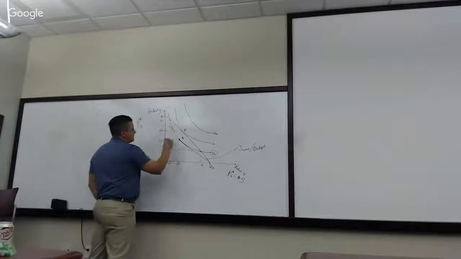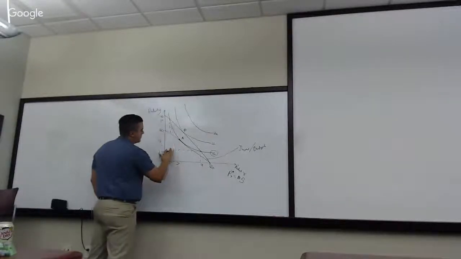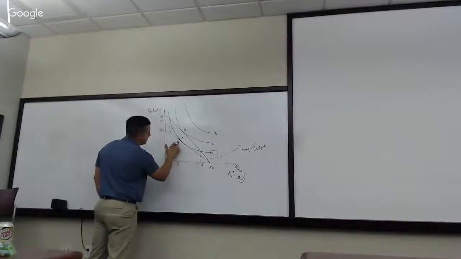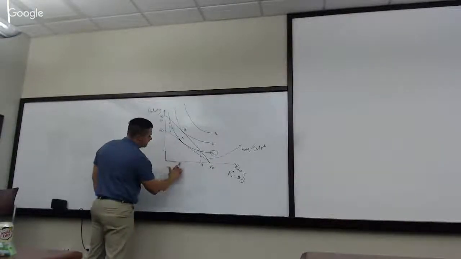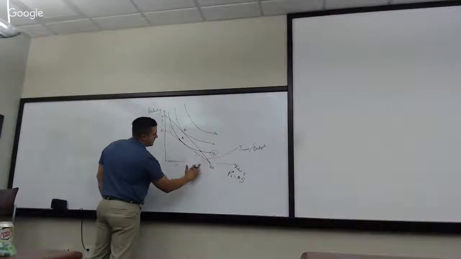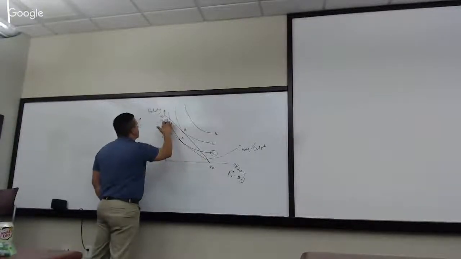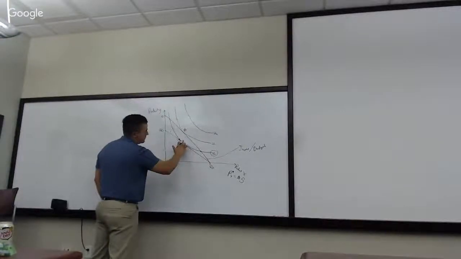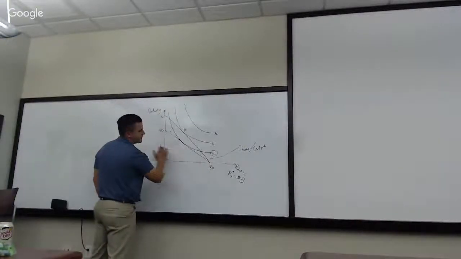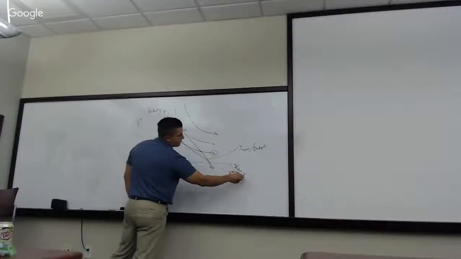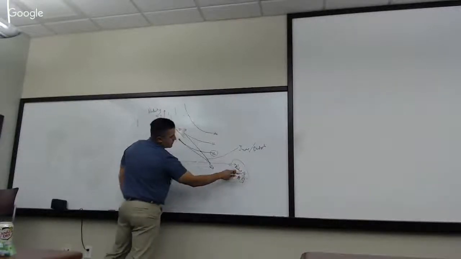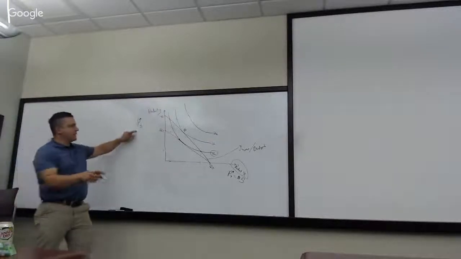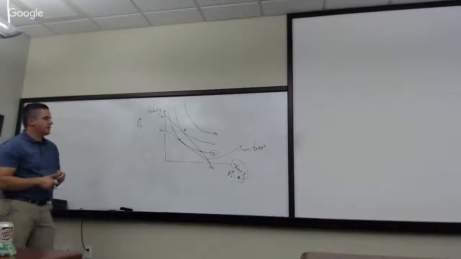So these are prices on the axis? No, these are quantities on the axis. Oh, okay. So the axes are the quantities of the products. I just put prices next to them to figure out what the prices are.